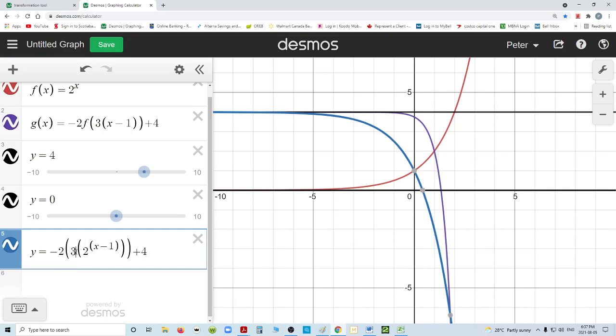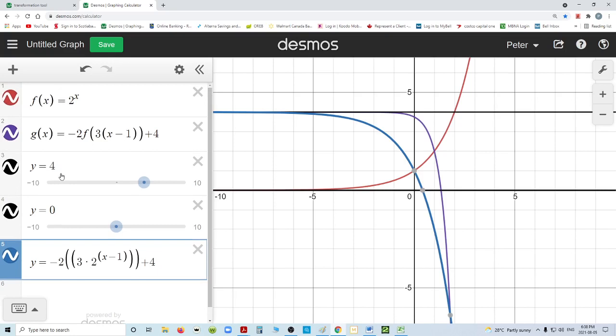Let's see, what did I get wrong? I believe I have to have the 3 in here, multiplying it. So I totally got it wrong. And plus 4. What did I get wrong there? So pardon me. 2 to the power of x. All my x values are multiplied by 3.